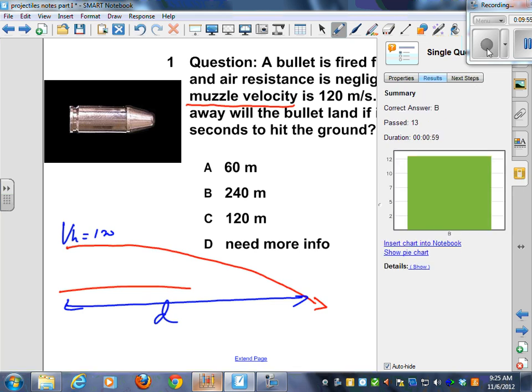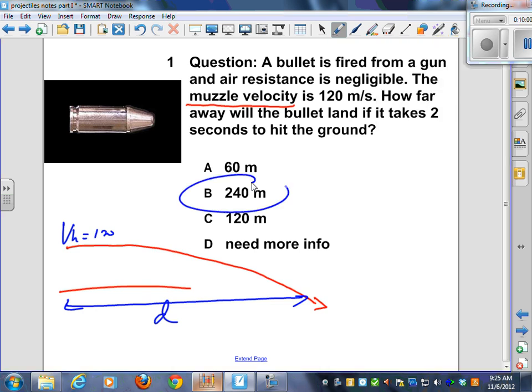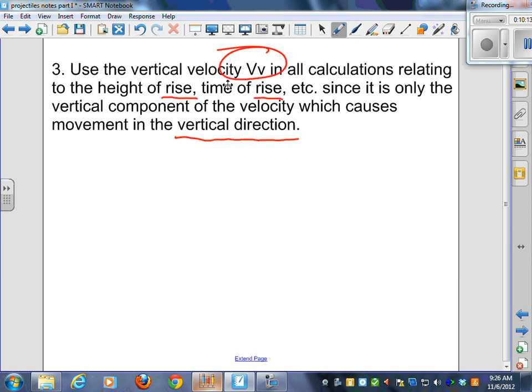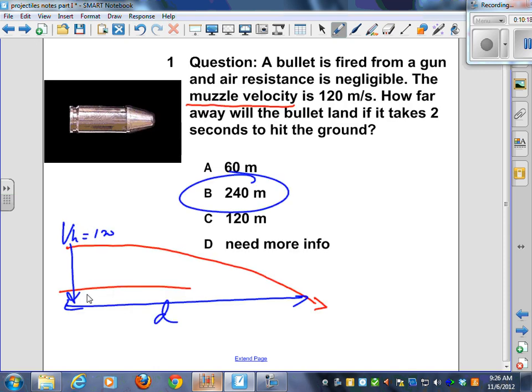Yes, the answer is B, 240. Not a trick question, Darren. It takes 2 seconds for it to land, and in those 2 seconds it's traveling 120, so it's going to go 240 meters. Mr. Bennett, you just told me that I'm only supposed to use VV in all calculations related to height of rise, time of rise, and it fell 2 seconds. Time is the one thing that is both horizontal and vertical, right? Because the time it takes to fall is also the time it takes to go horizontally. That's the thing that is always the same for both. Okay, so yeah, 240.